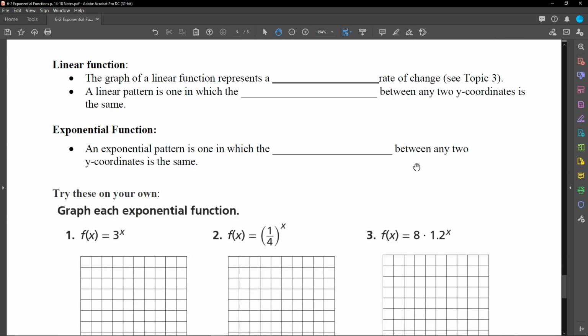In summary, the graph of a linear function represents a constant rate of change. A linear pattern is one in which the difference between any two y coordinates is the same. So linear models have a constant difference between any two y coordinates, whereas an exponential function pattern is one in which the ratio between any two y coordinates is the same. And that's that multiplicative rate of change. Okay, so this has been our notes on exponential functions.